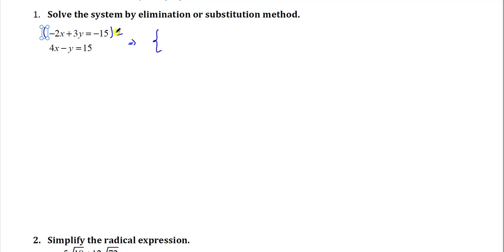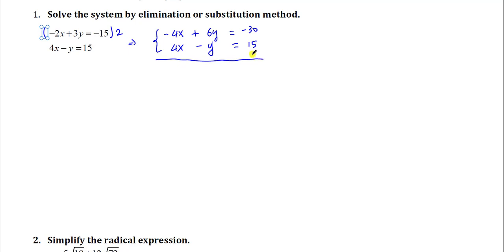Because if I do that, 2 times minus 2x gives me minus 4x, 2 times 3y gives me 6y, and minus 15 times 2 gives me minus 30. I keep the second equation as it was given: 4x minus y equals 15. Now we can see the x terms have the same amount but opposite signs. Therefore, if you add them together, the x will be gone.